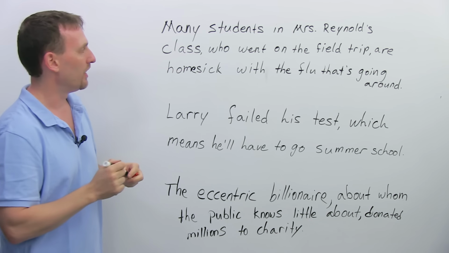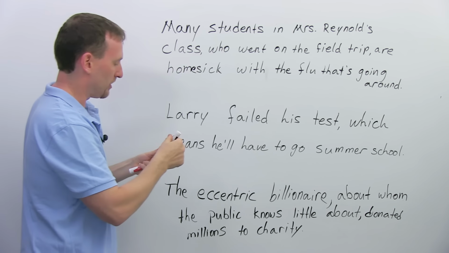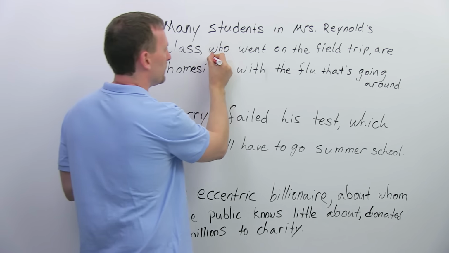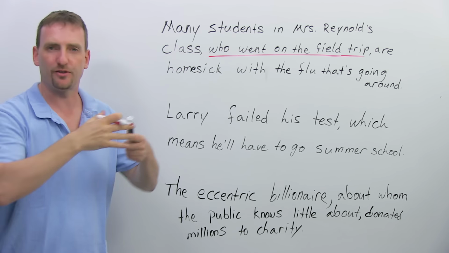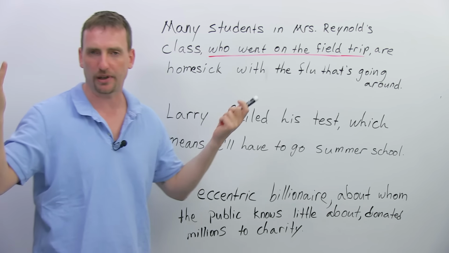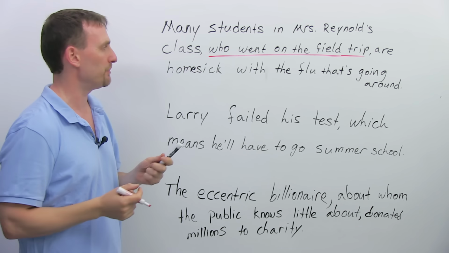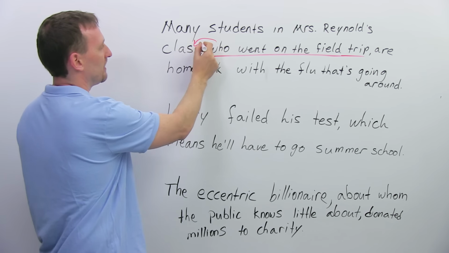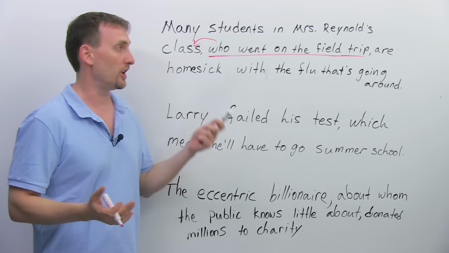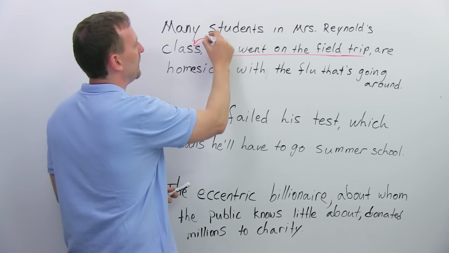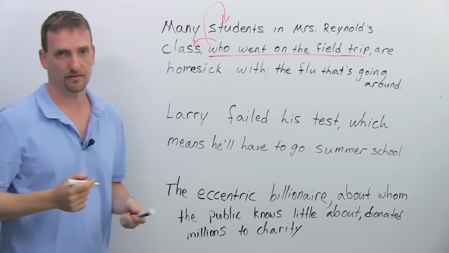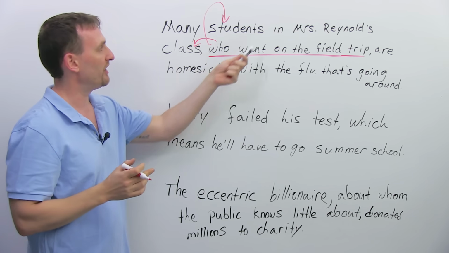Okay? Now, is this adjective clause who went on the field trip? A field trip is basically in school when the kids go out to a museum or to a play or whatever. It's called a field trip. Is this modifying class? No, of course not. Class is not a person. I can't use who. I'm obviously talking about the students. I'm modifying the students. So it's very far away.